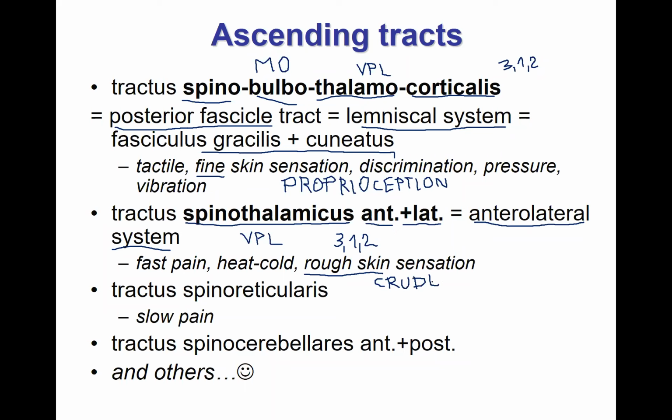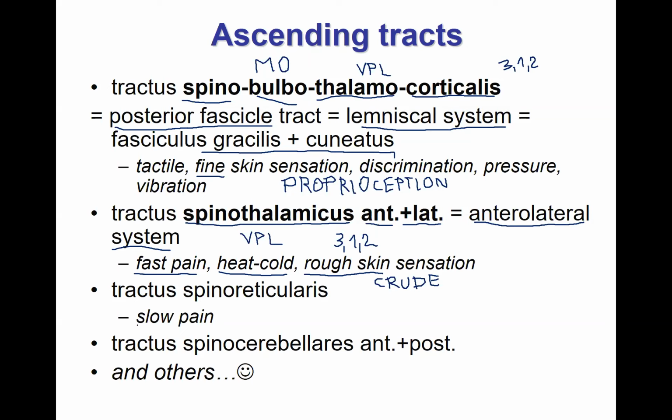And together with that crude touch, it's heat and cold and fast or acute pain. So you can imagine if you touch heating at your home, the heating is big, so crude touch, it's hot, or in summer cold, and it really makes pain if it's too hot. Yeah, so you can think about touching heating. So fast pain, heat, cold, crude skin sensation.